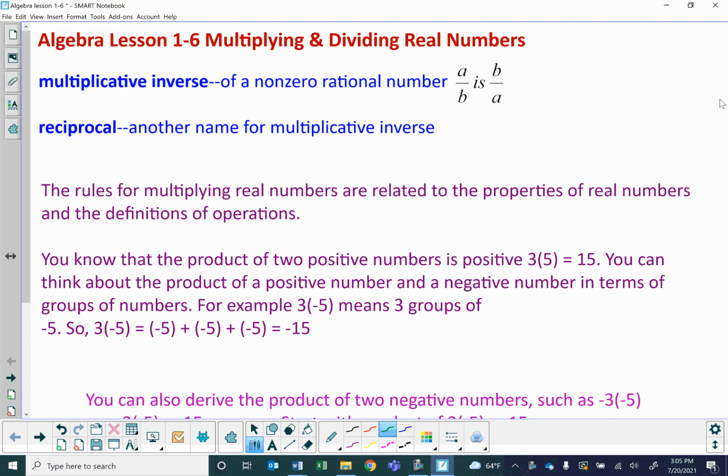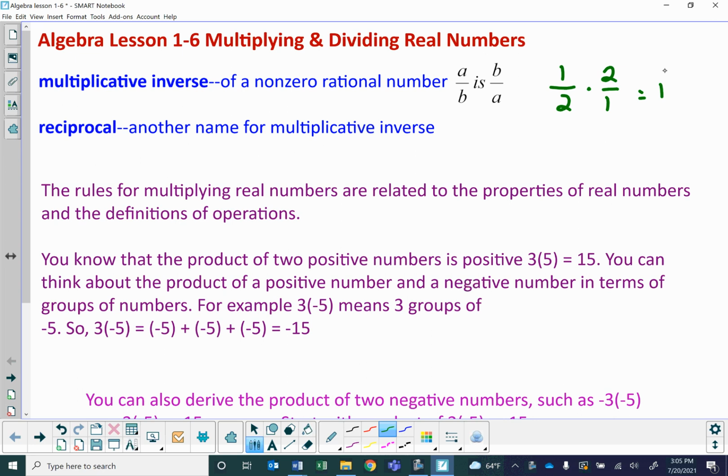This is Algebra Lesson 1-6, Multiplying and Dividing Real Numbers. A multiplicative inverse of a non-zero rational number, a divided by b, is b divided by a, often referred to as a reciprocal. A number and its reciprocal must multiply to equal 1. So, for example, the reciprocal of 1/2 is 2 over 1, and when you multiply those together, you get 1.